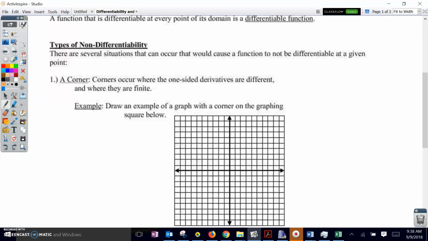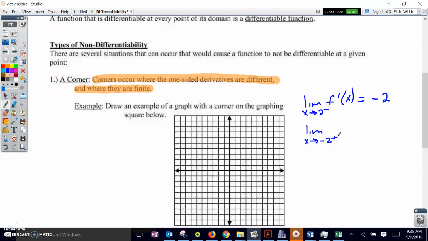The first is a corner. And here are the salient characteristics of when we have a corner. We have one-sided derivatives that are different, and they're finite. So for instance, maybe the limit as x approaches 2 of the derivative from the left is -2, and the limit as x approaches 2 from the right of the derivative is 1/2.